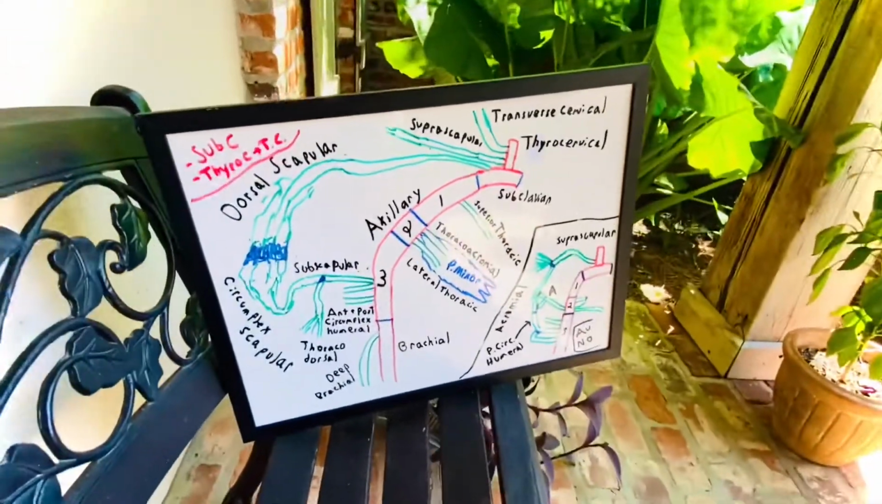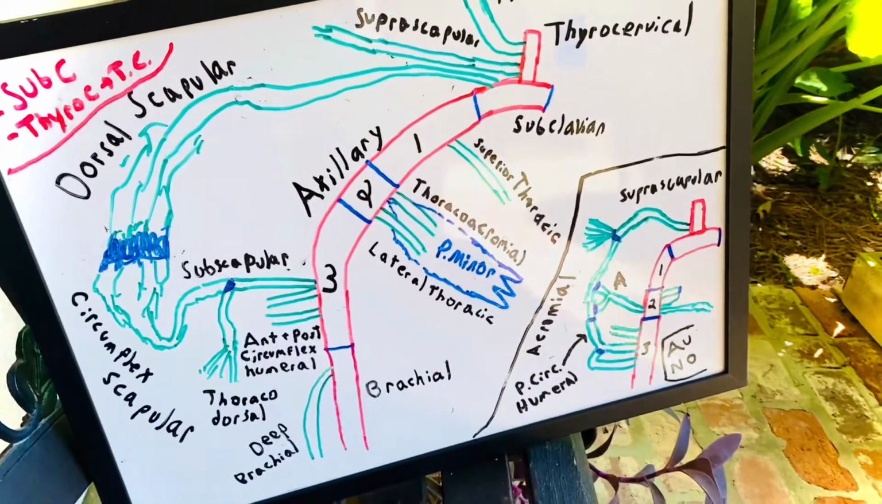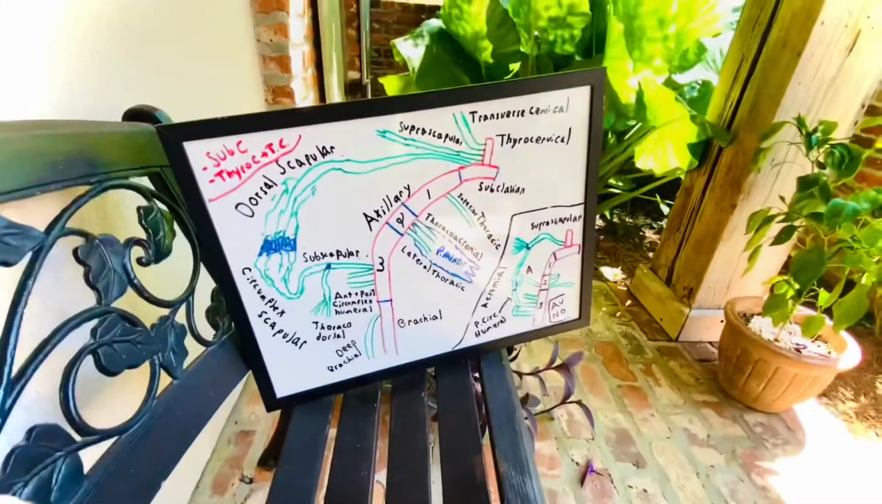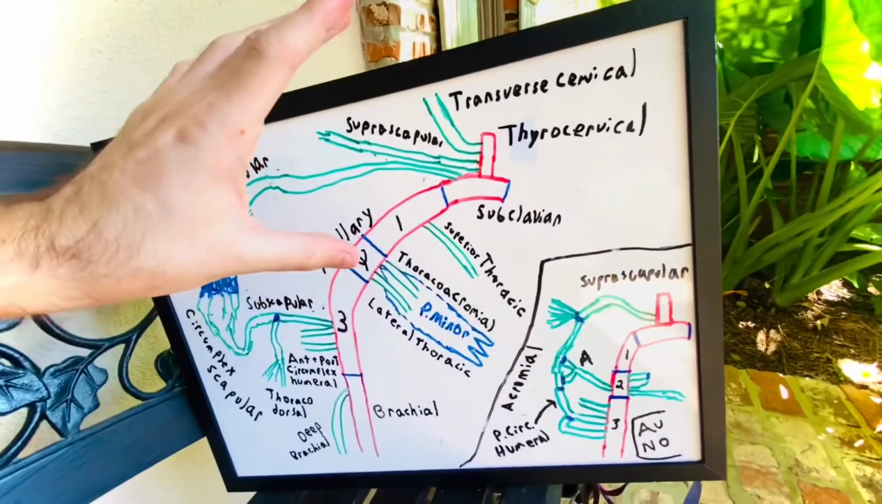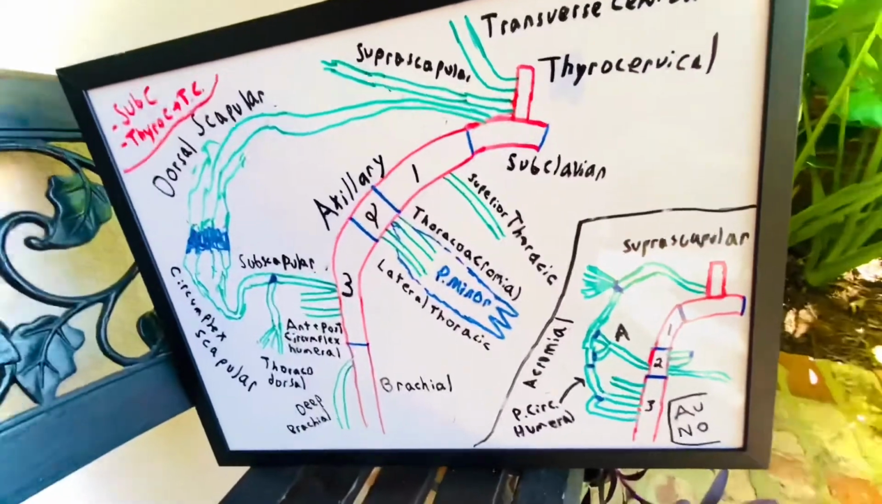Really cool things our body has done is, if we have a blockage somewhere, there's areas where sometimes we can bypass this blockage. There's three sections of the axillary artery, 1, 2, and 3, okay?